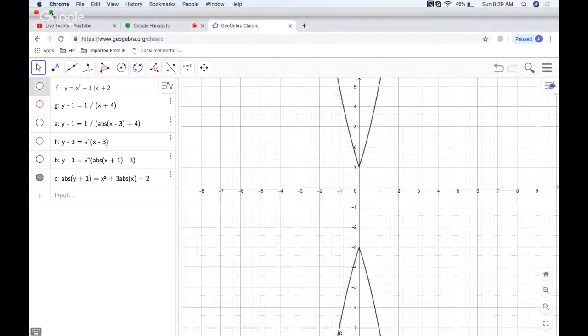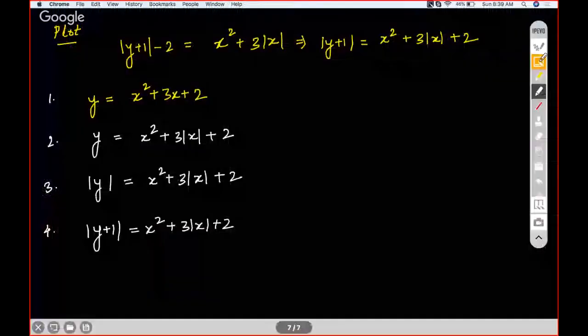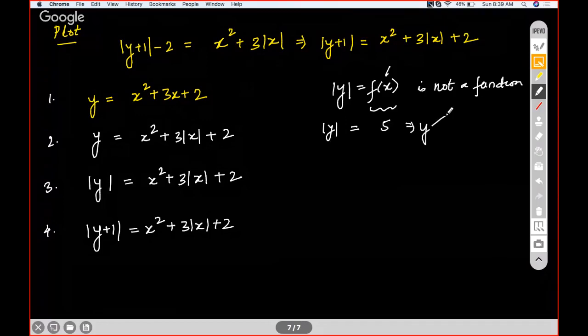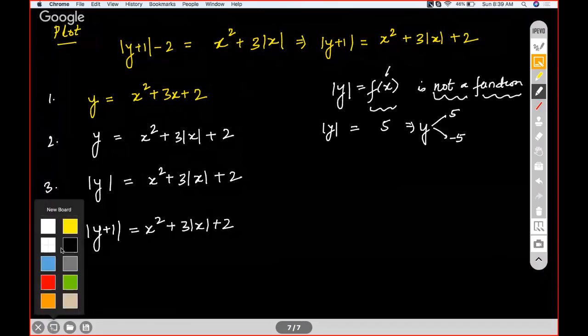Now, is this a function? Actually, it's not a function. Mod y equal to f of x is not a function. Because for any input of x, let's say this answer comes out to be 5. Then you are saying mod y equal to 5, implying y can be 5 also, y can be minus 5 also. So this will not be a function. Okay. Got it.